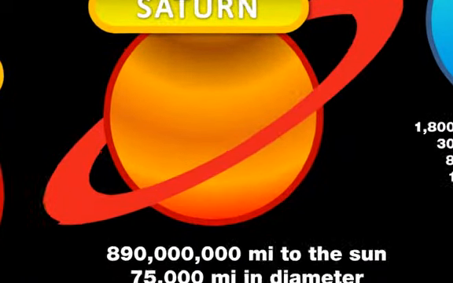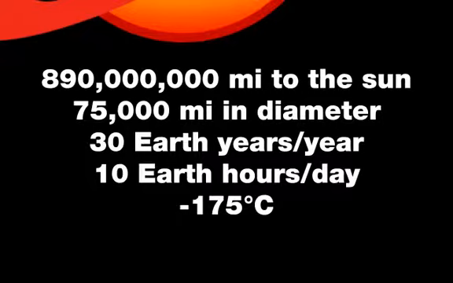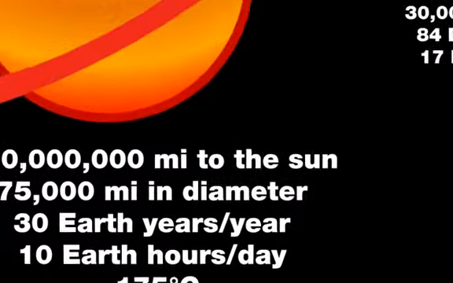And then notice this one. Saturn, our ringed planet, 890 million miles to the sun, almost double the distance from the sun as Jupiter was. Crazy. And this is such a fast spinning planet too. Look at that, 10 Earth hours is 1 day there. And it's a chilly -175.